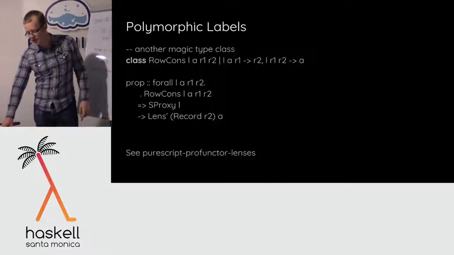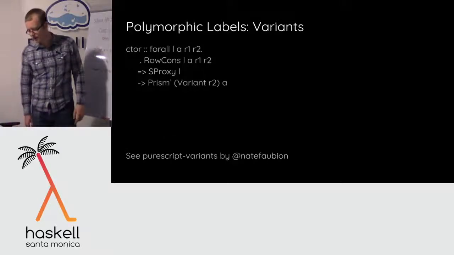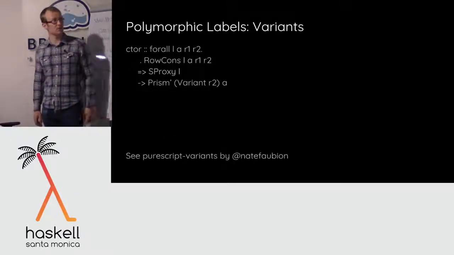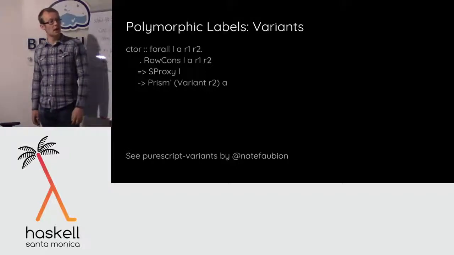Okay, so it gives us this polymorphic label concept. And I think it's a novel approach to polymorphic labels. It just sort of fell out of the functional dependencies and row polymorphism stuff, which was really nice.